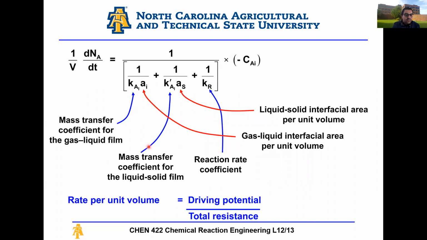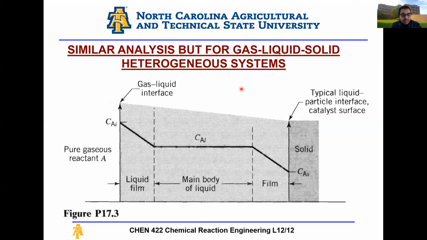And again, this is the equation for it. So I have 1 over V dNA by dt, and this is the overall reaction rate, and it's a function of, in this case, he wrote it as 3 resistances, which is fine. I have 1 over Ka, which is the mass transfer coefficient for the gas-liquid film, 1 over Ka prime, which is the mass transfer coefficient for the liquid-solid film, and then 1 over Kr, which is the reaction rate coefficient. And the resistance which Levenspiel eliminated here is basically the resistance through the liquid bulk.